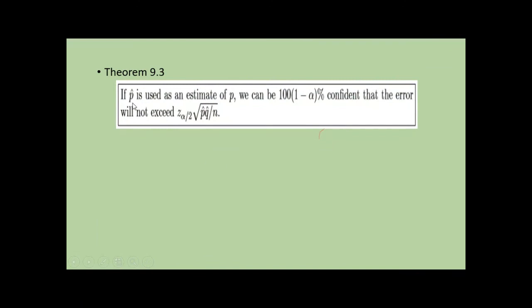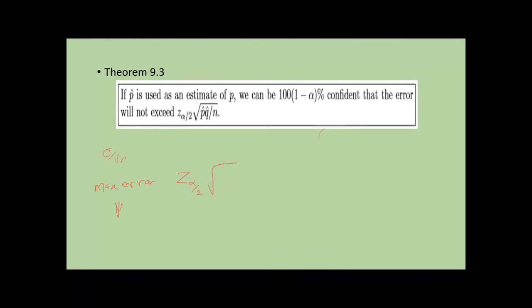Another one, if P cap is used, this is your standard error. In the case of mean, we wrote the standard error. Here we write the error, maximum error allowed. Maximum, not standard error. My standard error is sigma by root n in the previous case. Here, the maximum error allowed is the quantity that we add or subtract.